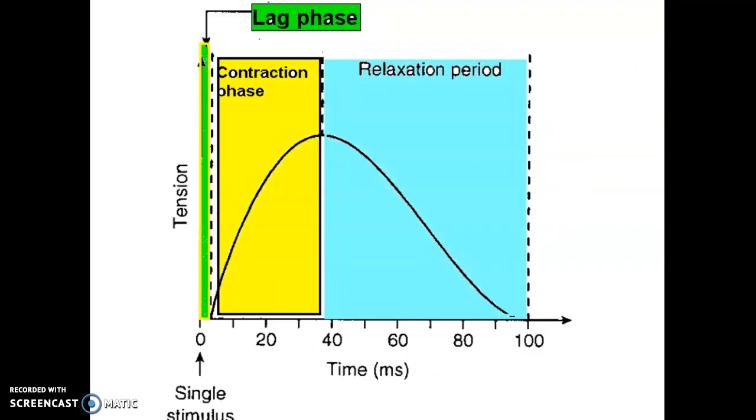Okay, so again, the lag phase, you can see those are milliseconds, is less than a millisecond, basically. It's short. The contraction phase is roughly 30 to 40 milliseconds, thousandths of a second. And the relaxation period takes up to 100 milliseconds to finish. So you go through the whole phase in basically a tenth of a second. It's fast.